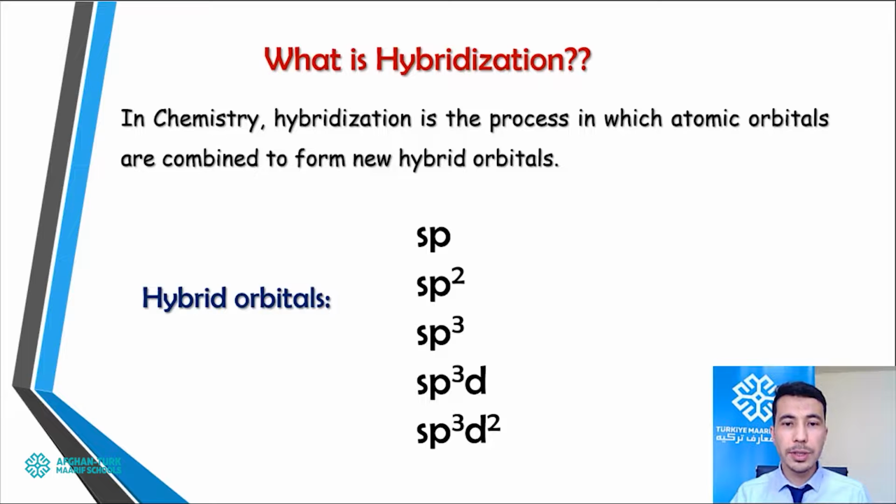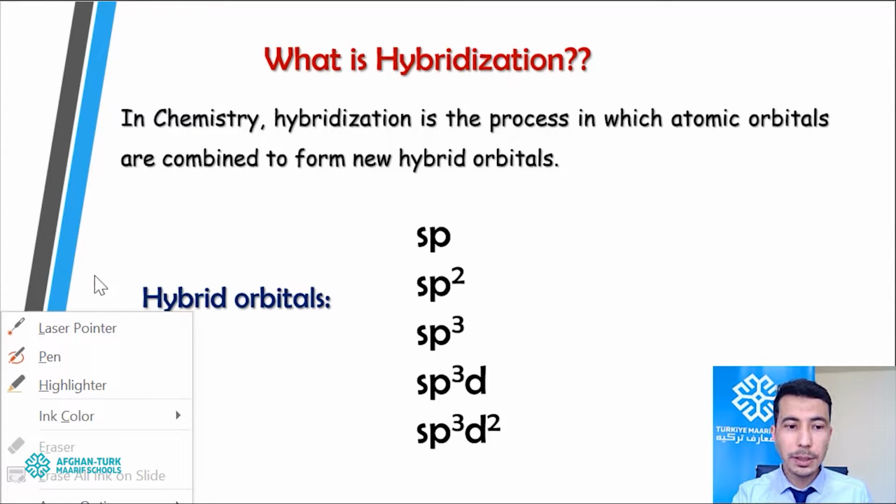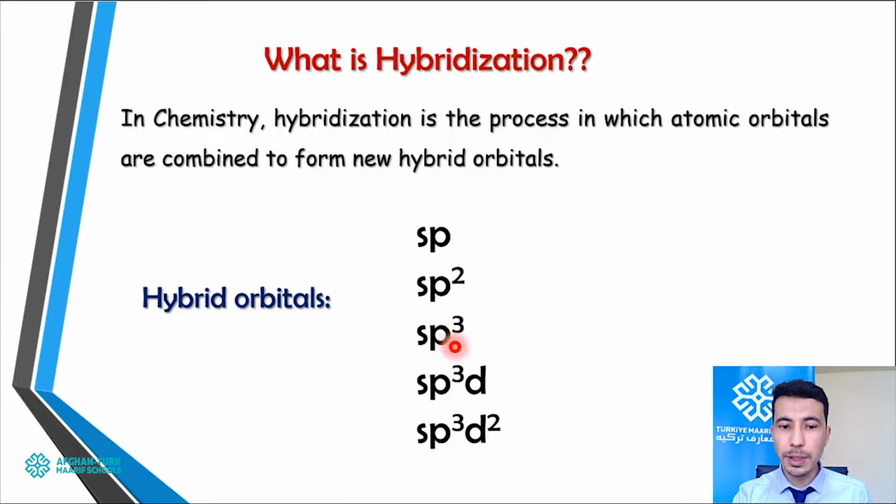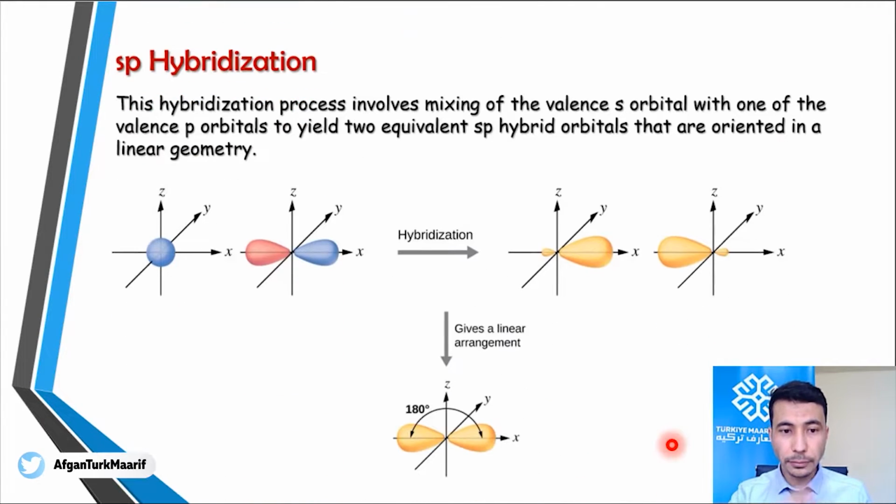Actually, there are three most important hybrid orbitals that we study at school level. The first one is sp, the next are sp2 and sp3 orbitals. But I've introduced a little bit about sp3d and sp3d2 orbitals as well. Let's start with sp hybridization.